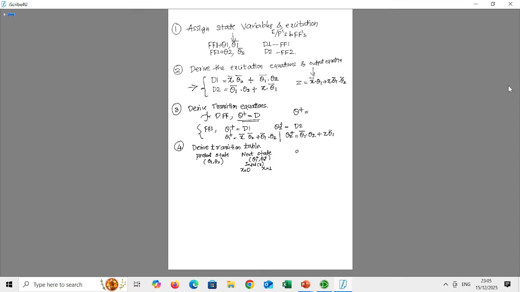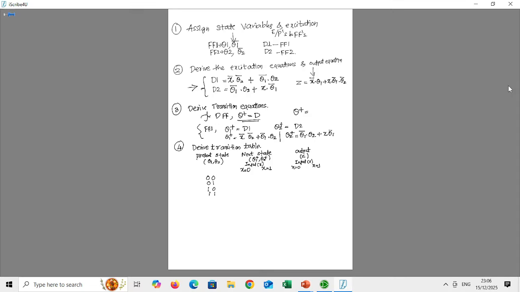Similarly, the third column is called output, output Z. Here also output Z depends upon the input value, input X. If X is equal to 0, what will be the value? And X is equal to 1, what will be the value? Now, all the present states possible, we will document: 00, 01, 10, and 11.